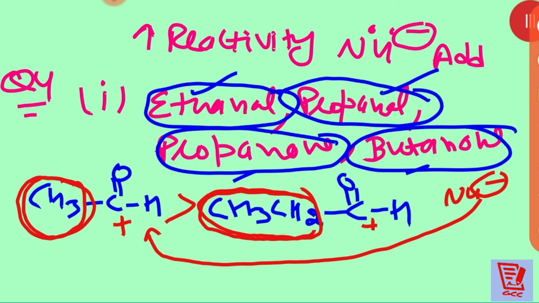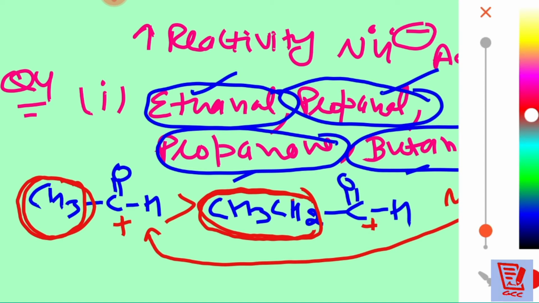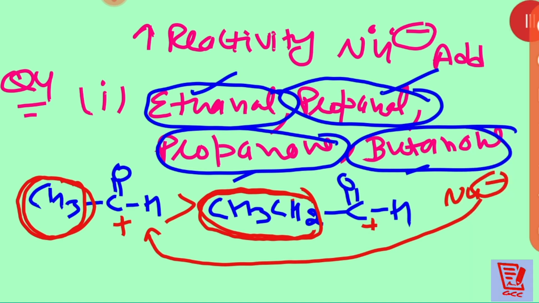Both of these have plus I effect. But here steric hindrance is more. That is why in this case nucleophile attack is difficult.